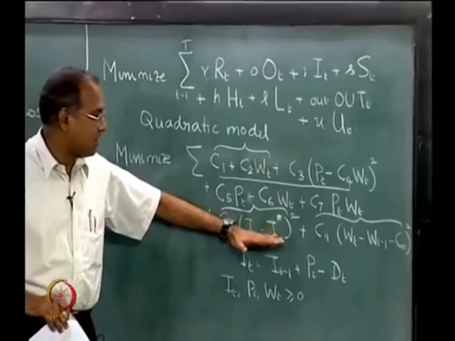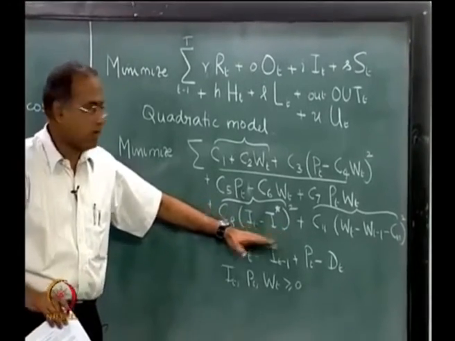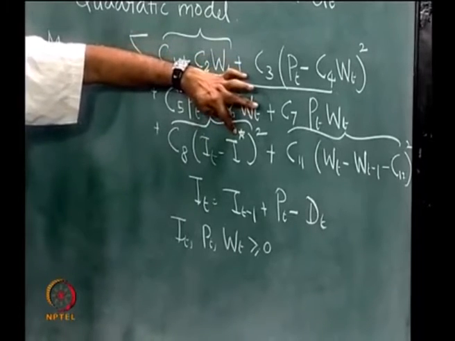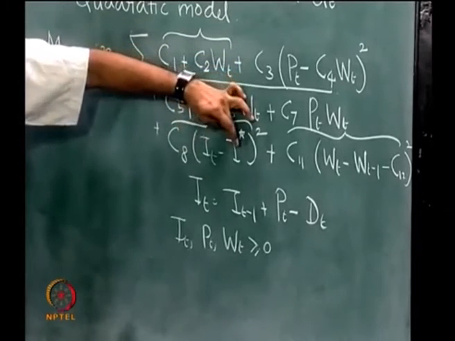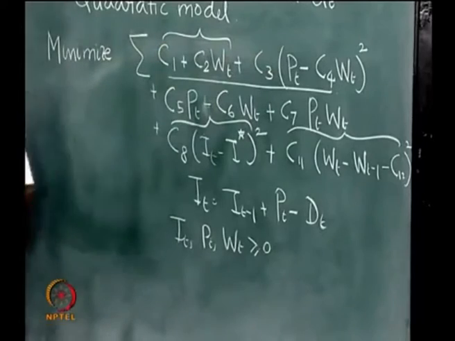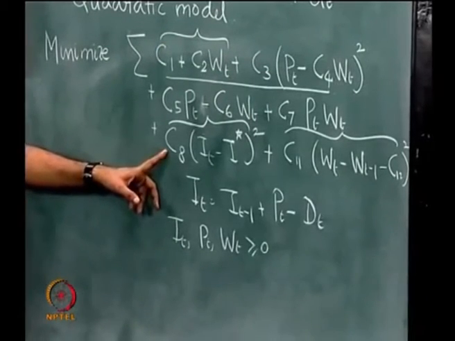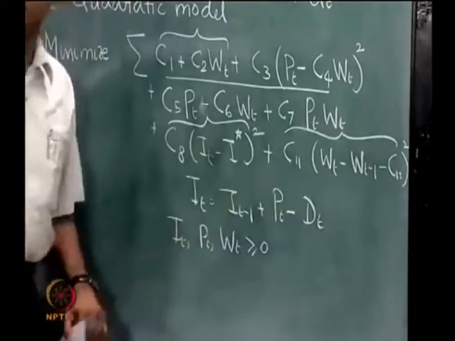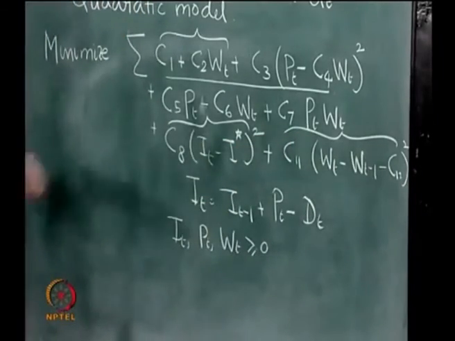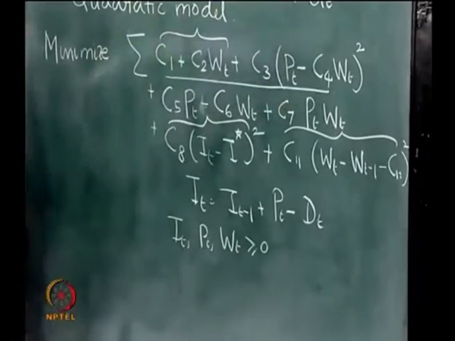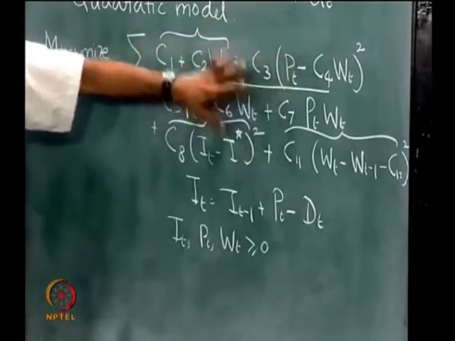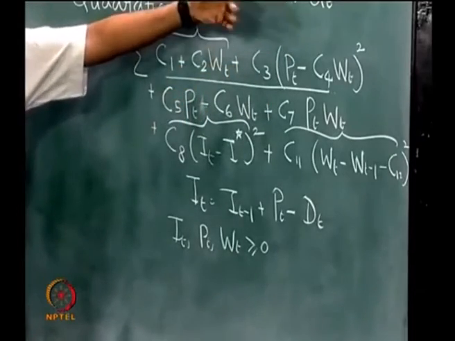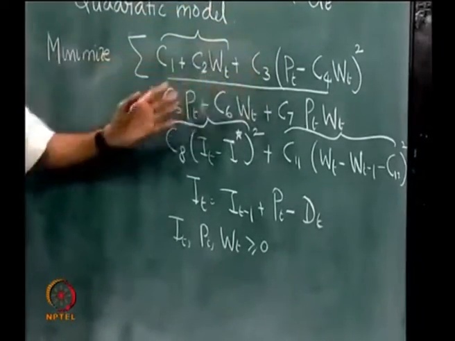In this model, shortages or back orders are not allowed. So, It minus I star, there is an ideal inventory that is defined, and It minus I star the whole square is the penalty, and that is multiplied by C8. Now, here again there is a workforce changeover cost between Wt and Wt minus 1 and C12 whole square. Now, these are other costs that relate production and workforce. So, they would represent the overtime payroll cost and so on.